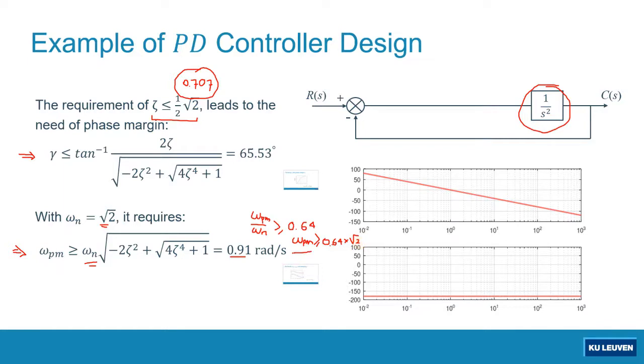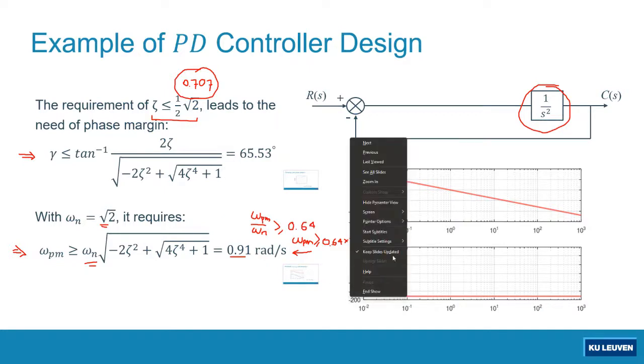This is exactly equal to this one, 0.91 radian per second. Okay, so I have two translated requirements now. The first requirement is that my phase margin should be less than or equal to 65.53 degrees. The second requirement is that my phase margin frequency should be greater than or equal to 0.91 radian per second, right?